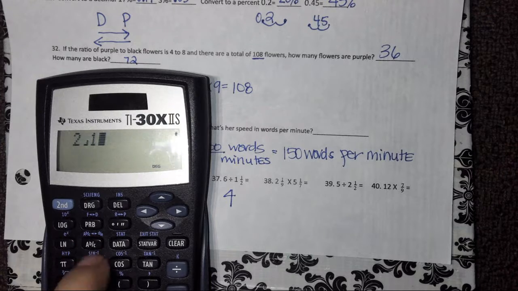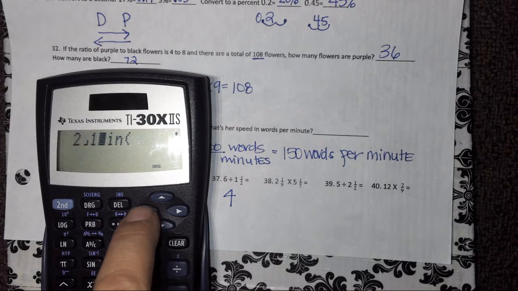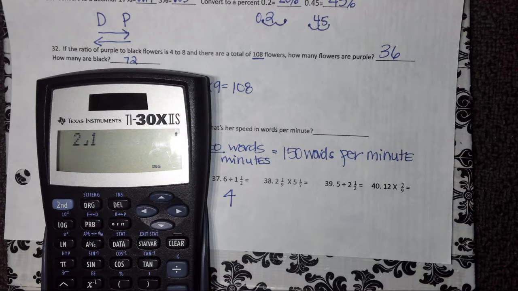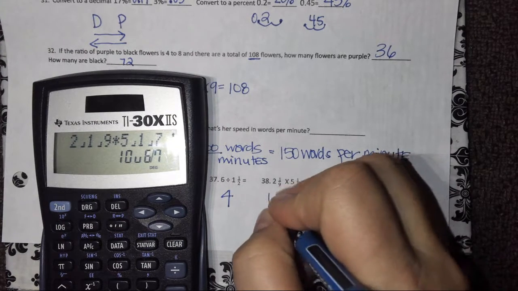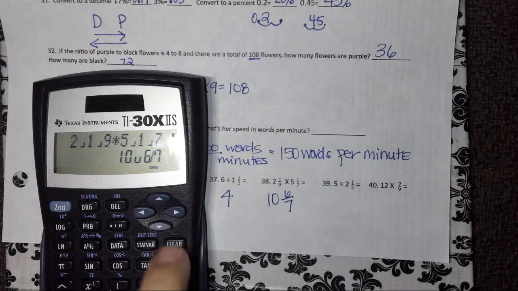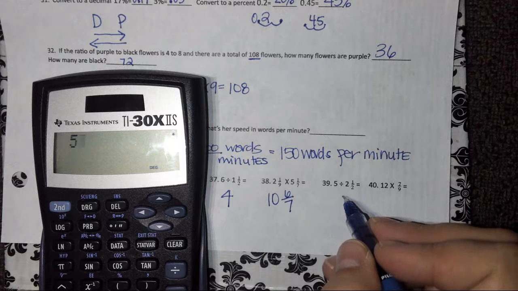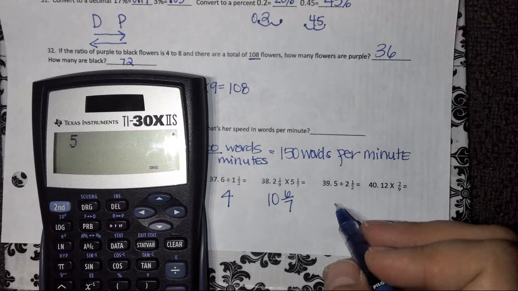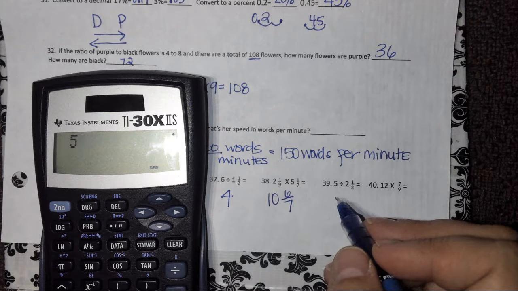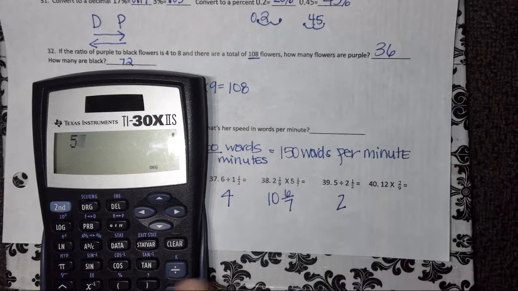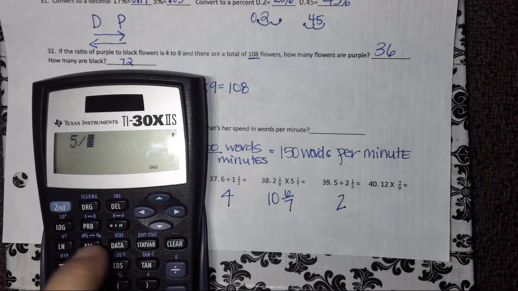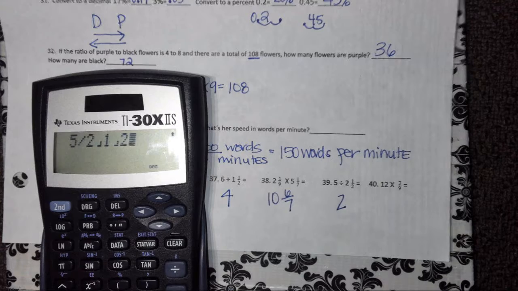2 1/9. Oops, I just did the wrong number. Just clear that out. 1/9 times 5 1/7. 10 6/7. 39, 5. Let's look at this one. Do I even need to do this one in the calculator? 5 divided by 2 1/2. What is that? How many times will 2 1/2 go into 5? 2 times. Okay? But if you did it in your calculator, 5 divided by 2 1/2, that would give you 2.